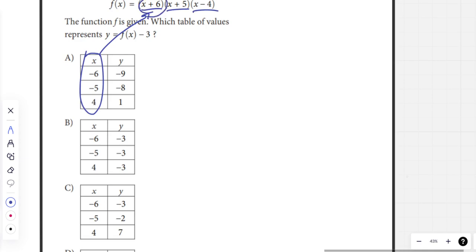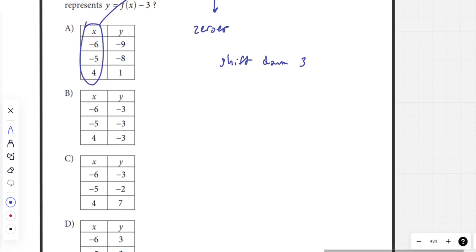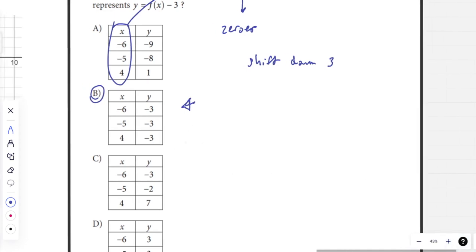X equals -6 would make the function equal to 0. Then, if we're evaluating y equals f of x minus 3, then all those y values would just get shifted down 3. So initially we have the zeros, and then the -3 means we shift down 3. So instead of being at 0, they'll just be at -3. And that's exactly what we see in answer choice B. You can definitely graph this out and check those points if you want, but I can tell you right now it's going to match up with that one.